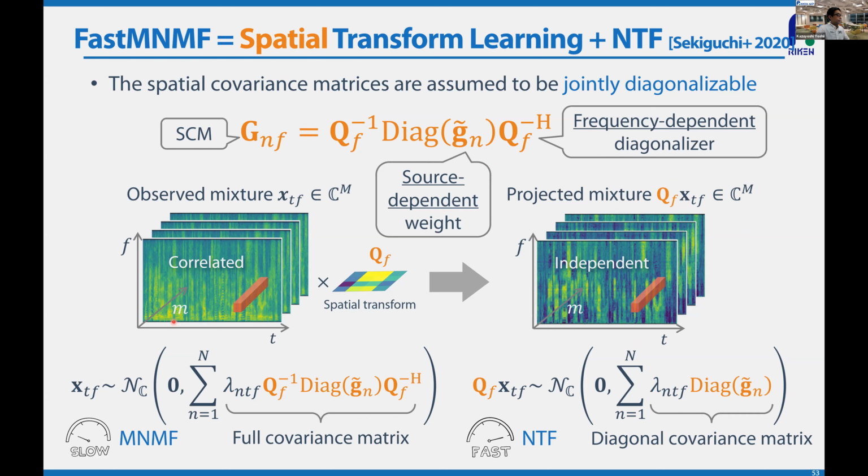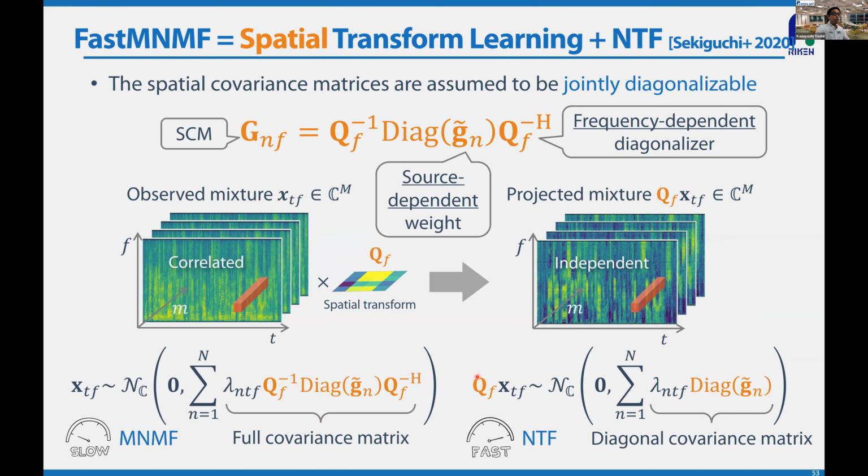This is a multi-channel NMF formulation in the original domain, right? This part is a spatial covariance matrix. So let's use this joint diagonalization constraint. All the spatial covariance matrices of all sound sources are assumed to be jointly diagonalizable like this. Now let's substitute this constraint into this. Here, this is equivalent to this equation.